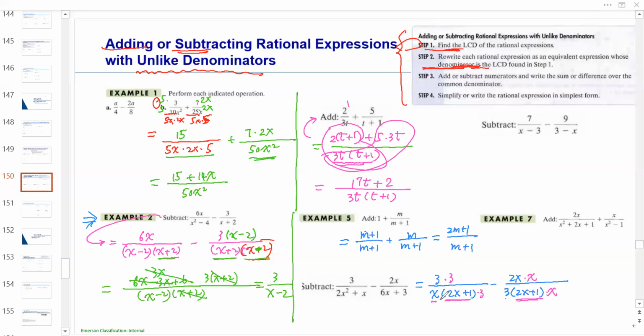So we can, I didn't write this part. We only do the top part, right? So what you get is negative 2x squared plus 9. Negative 2x squared comes here, 9 comes here. The bottom part is 3x, 2x plus 1. That's it, right? Much easier, much easier.